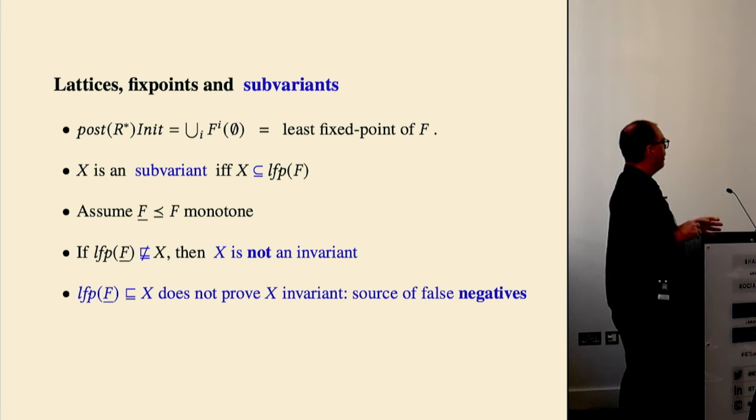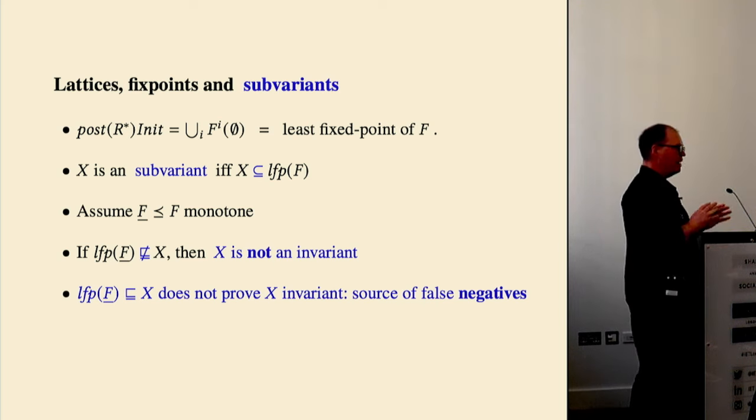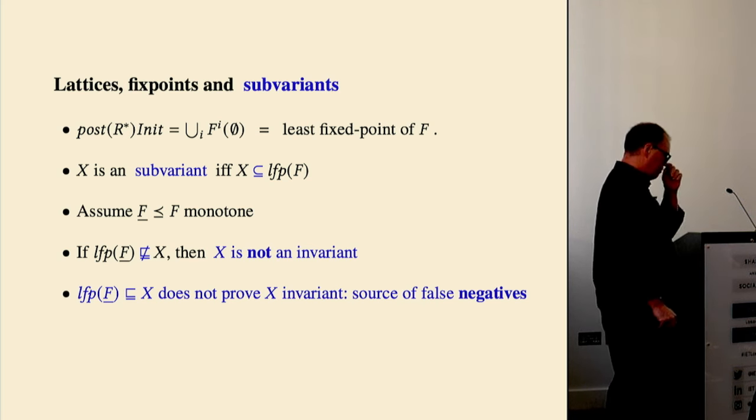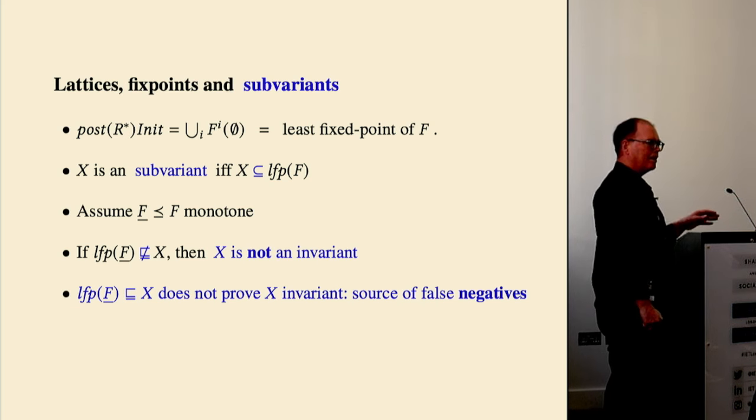So x is a subvariant. The fact is that if the least fixed point is not less than x, then it's not an invariant. So that gives us a way to disprove. Now, if the least fixed point of the under-approximation is less than x, it doesn't prove that it's invariant, right? So now it's the source of false negatives, not the source of false positives, right? So I'm not saying that this is as beautiful as the previous one, but this is why it worked. Things are lining up here like I wanted them to line up, right?